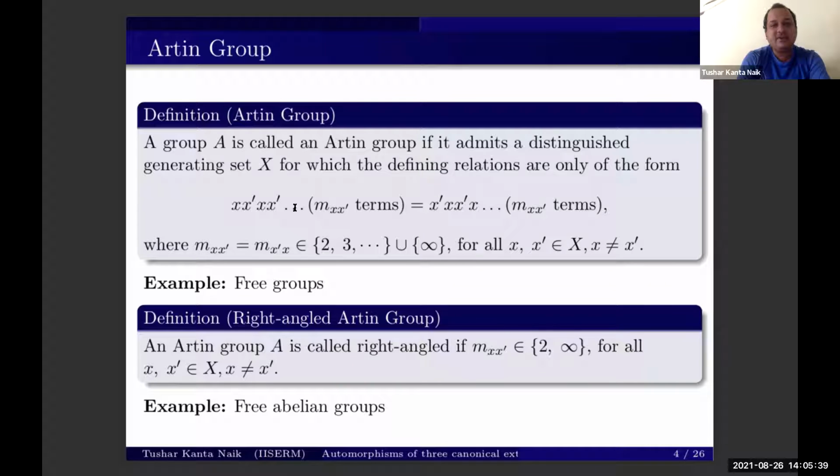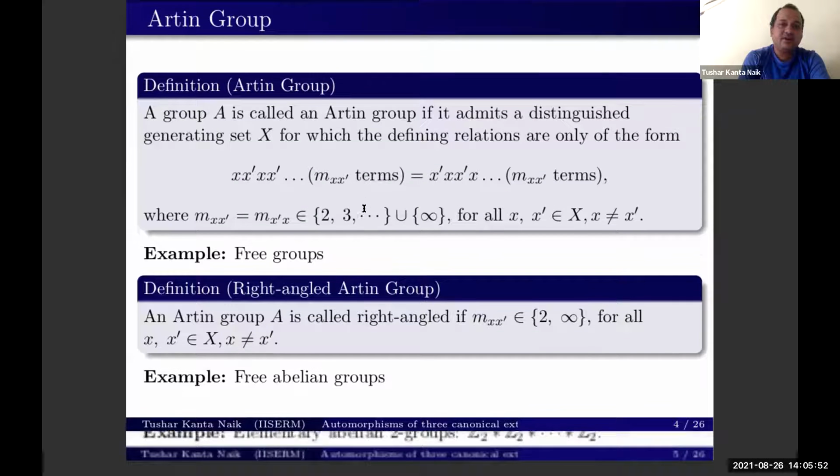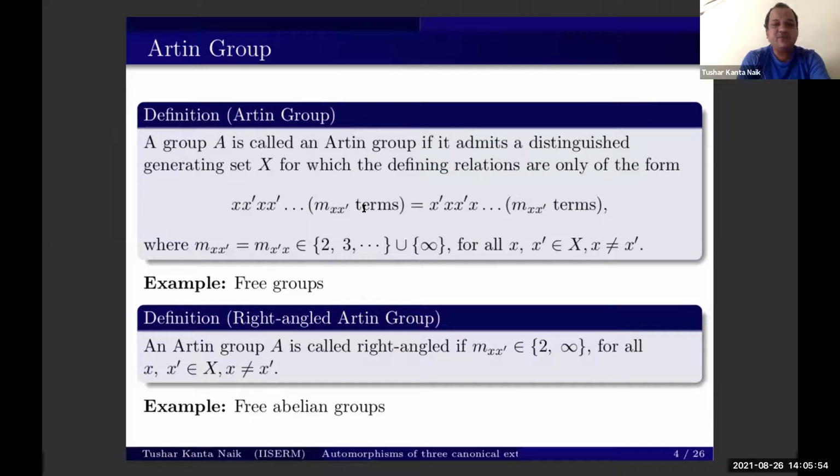And then for each m_{xx'}, we write this relation: x x' x x' ... (m_{xx'} times) on the left-hand side equals x' x x' x ... (m_{xx'} times) on the right-hand side. So with this, we achieve an Artin group. And the standard examples are free groups. Free groups are Artin groups.